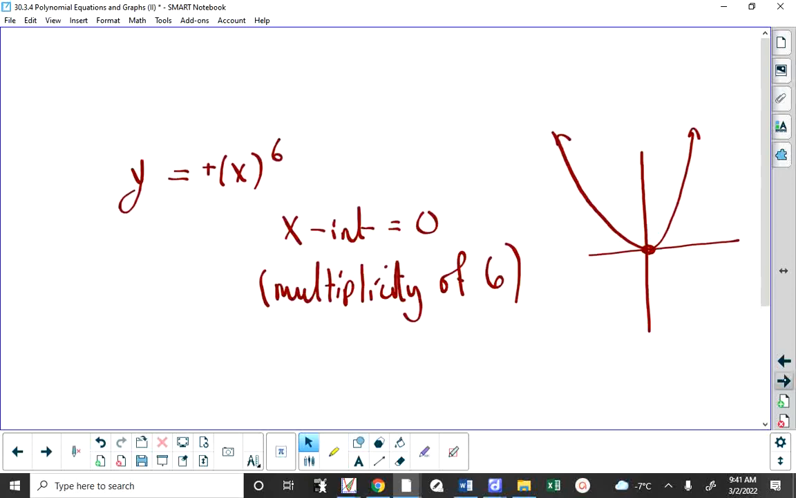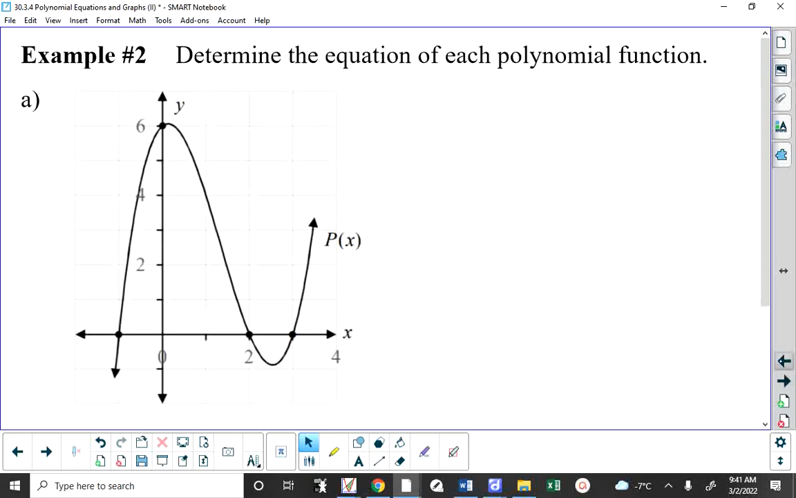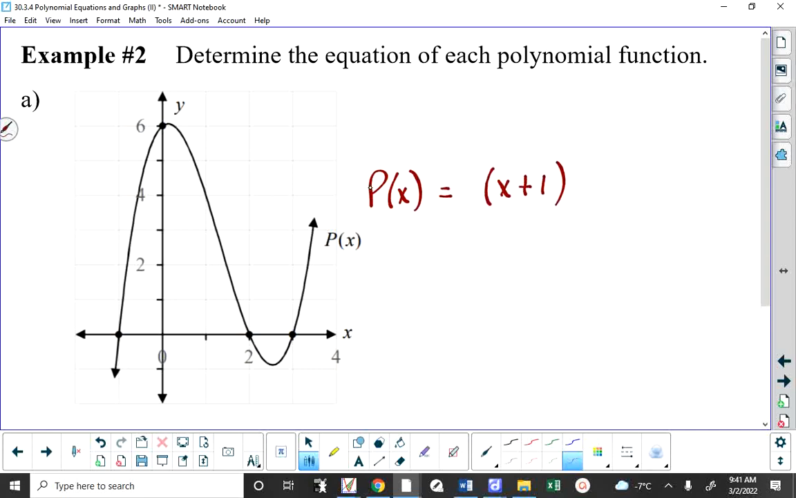Okay, so now let's get to the meat of this lesson. Example 2, determine the equation of each polynomial function. And if you did sufficient practice with yesterday's work, this is like stealing candy from a baby. Because we look up here and we go, well, there's 3 x-intercepts. We have an x-intercept of -1, which means our polynomial function must contain a factor of x plus 1. We have an x-intercept of 2, which means our polynomial function must contain a factor of x minus 2.